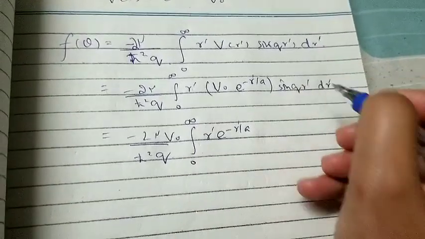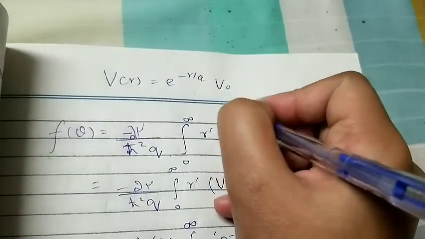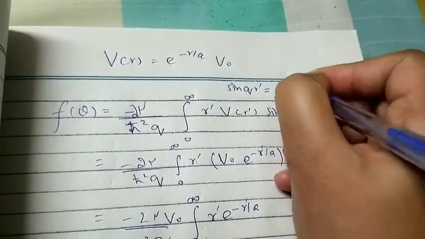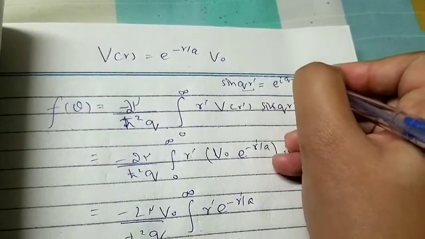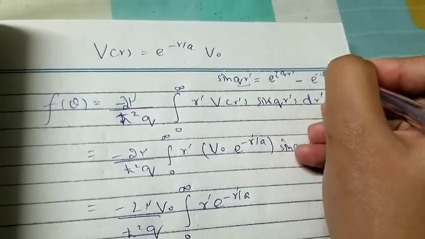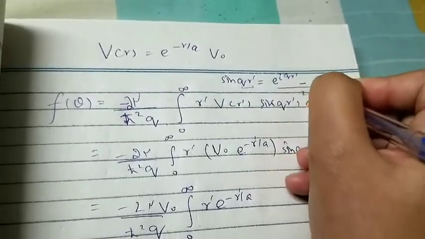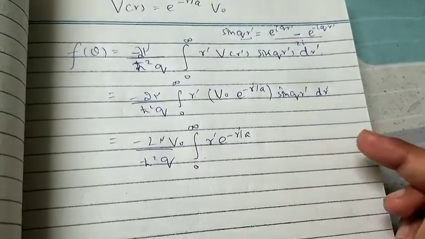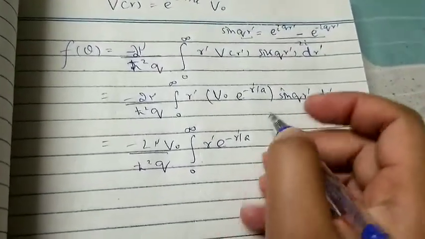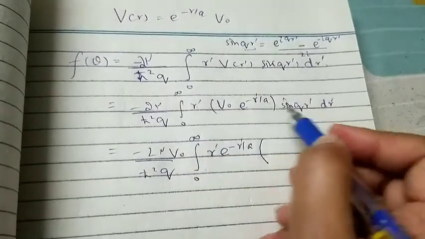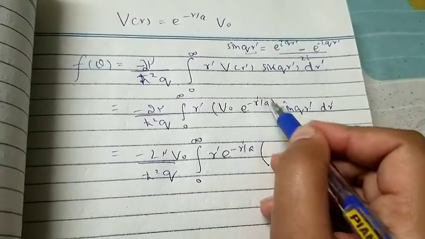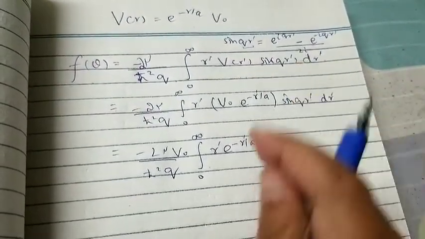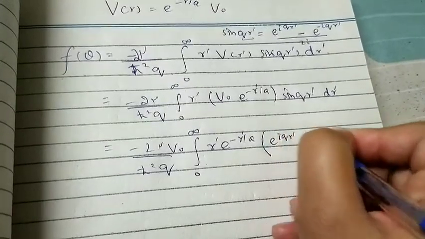Now, if we know Euler's identity, then sine qr prime can be written as e to the power iota qr prime, minus e to the power minus iota qr prime, divided by 2 iota. So I'm plugging this value of sine qr prime there to make the integral evaluation easy, because if we take sine qr prime times e to the power minus r prime by a and integrate over r prime, the integration will become a bit lengthy.